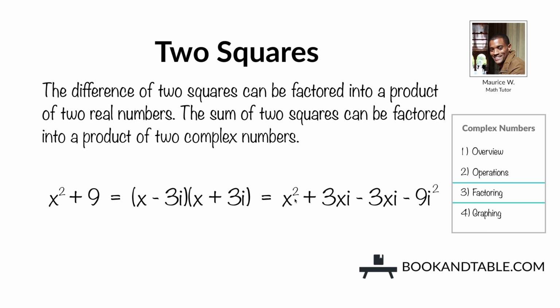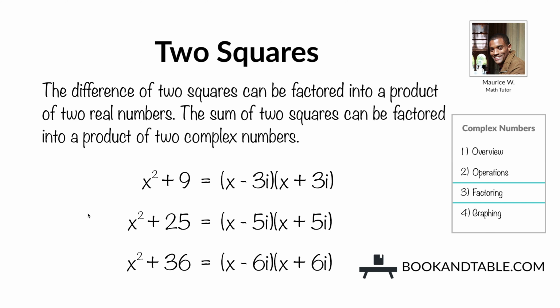X times x gives you x squared. X times 3i gives you positive 3xi. Negative 3i times x gives you negative 3xi. And negative 3i times positive 3i gives you negative 9i squared. Negative 3xi and positive 3xi cancel each other out, leaving you with x squared minus 9i squared. And now we can replace i squared with negative 1. Negative 9 times negative 1 is positive 9. So we wind up with x squared plus 9, what we started with, thus confirming that these two are the factors of x squared plus 9.